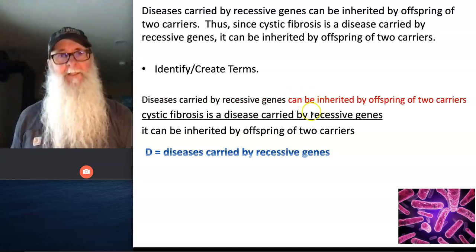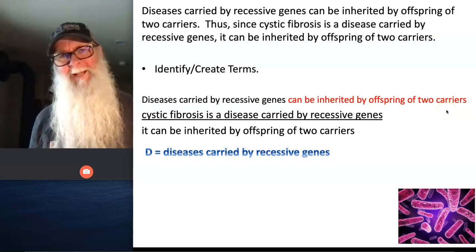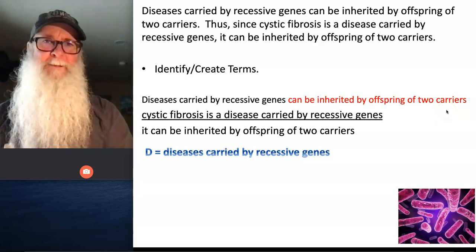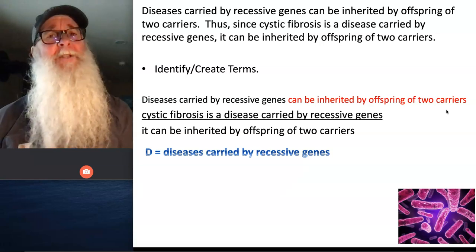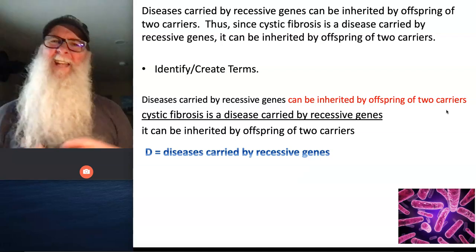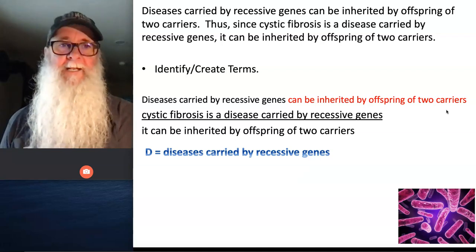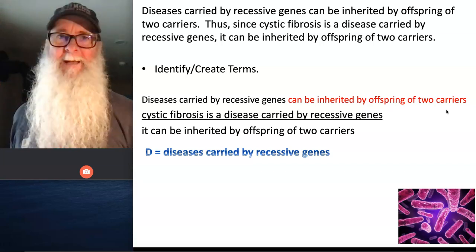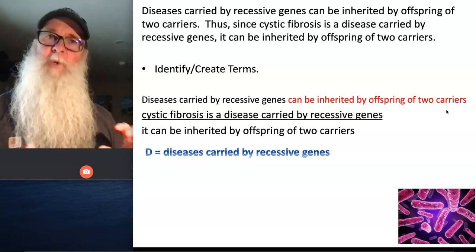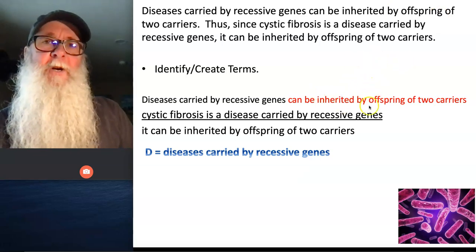And I see this one, can be inherited by offspring of 2 carriers. And this is a more problematic term than the first term because this is not a plural noun or noun phrase. And I know that the terms of my argument have to be plural nouns or noun phrases. They have to be things I can count. And I can't say I have 5 can be inherited by offspring of 2 carriers. That doesn't make any sense.